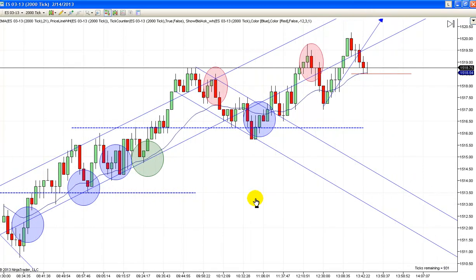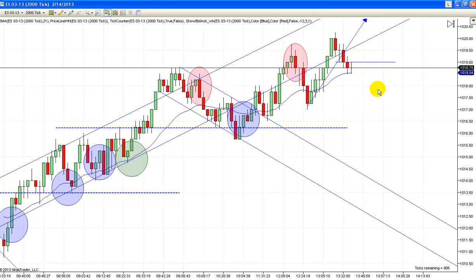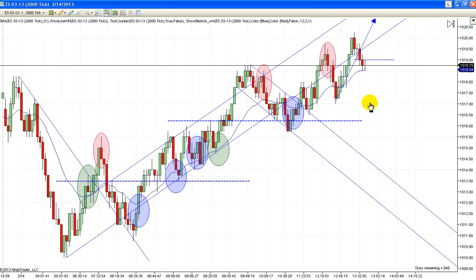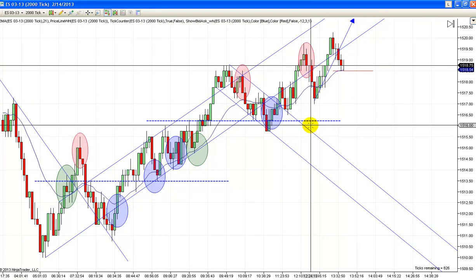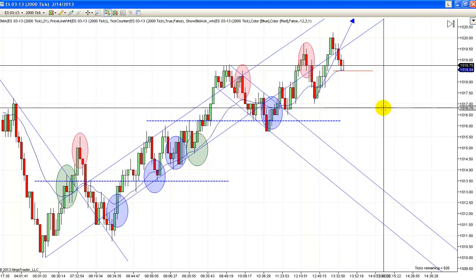So we'll see. But you couldn't ignore this short, and of course it got just enough ticks to scalp out, and nothing more, no runners or anything like that. So that was really it for the day. It's almost 2 o'clock, and you see really from about 12:30 to 2, we haven't done anything.